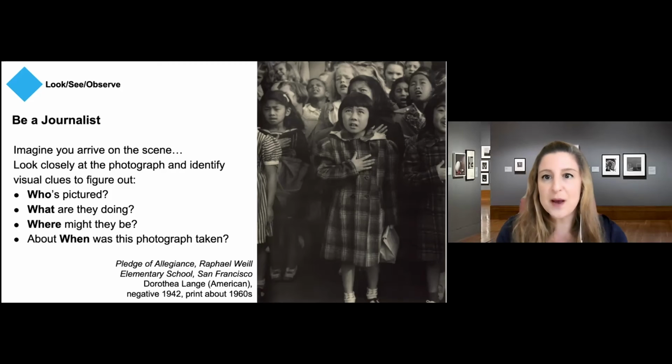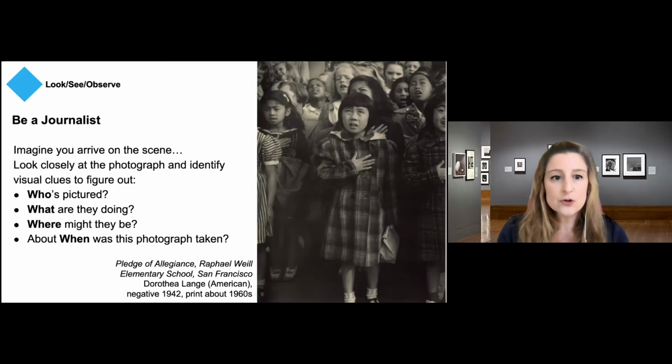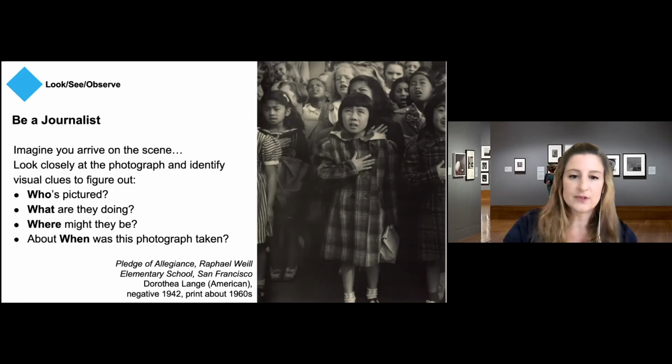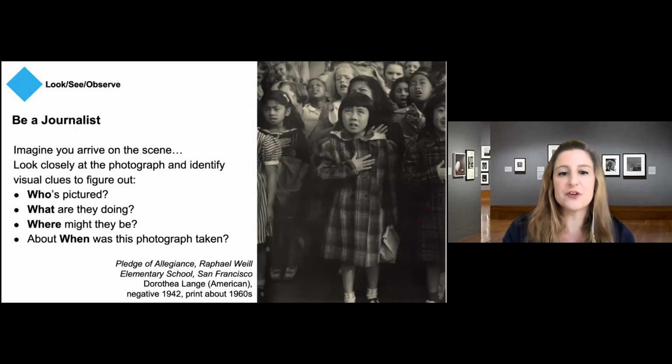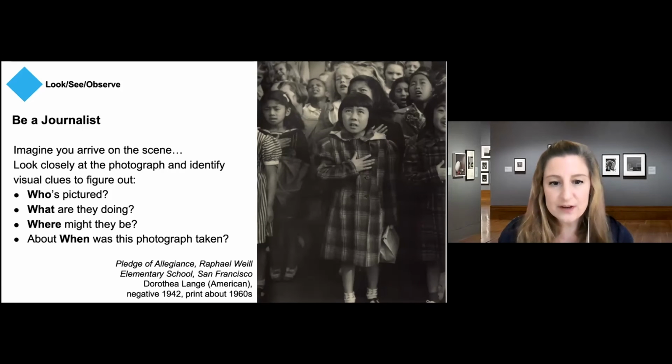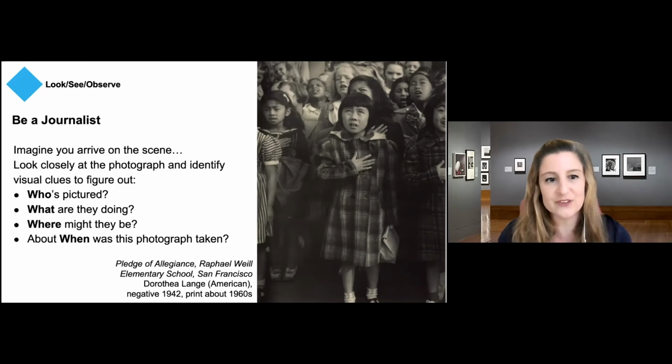And for thinking about when, they could look at their clothing to get an idea, see if they have an idea of whether this is recent or a little while ago. Another thing that students might use as a clue is the fact that it's a black and white image. Although color photography was later available, often even contemporary black and white photographs, we find that students instantly think that they're old, even when they're not.